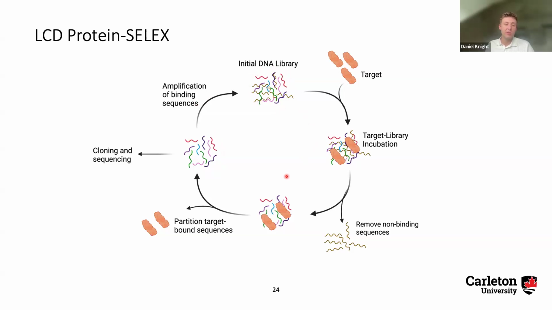This process can be repeated anywhere from 3 to 15 or 16 rounds, I've seen, of selection. It really just depends on the nature of your target, your application, the method you're using, all those different things. But in all cases, once the final round is complete, you'll send the final enriched pool for cloning and sequencing.